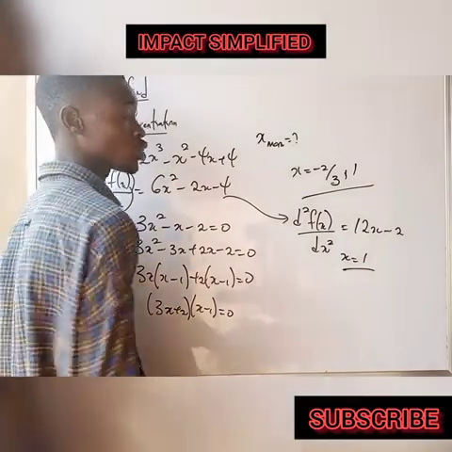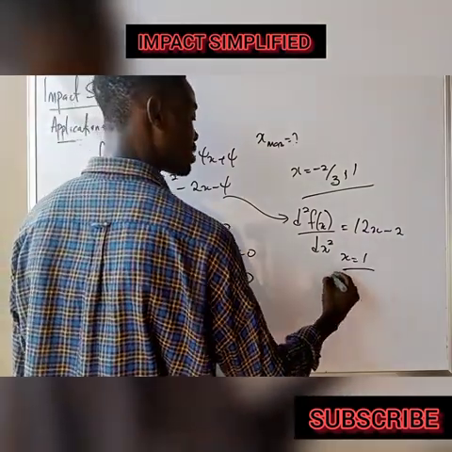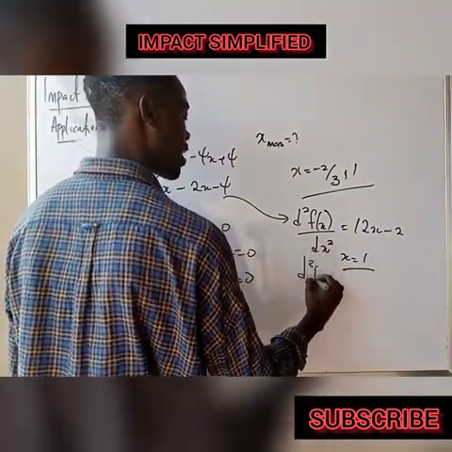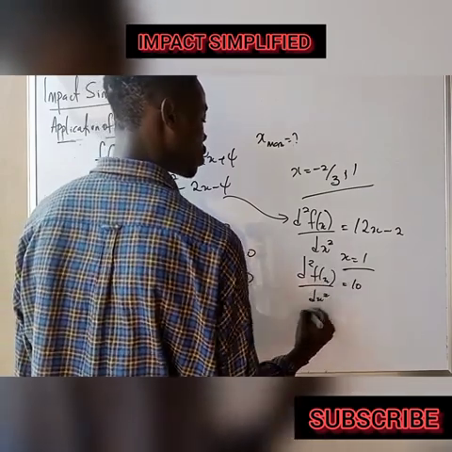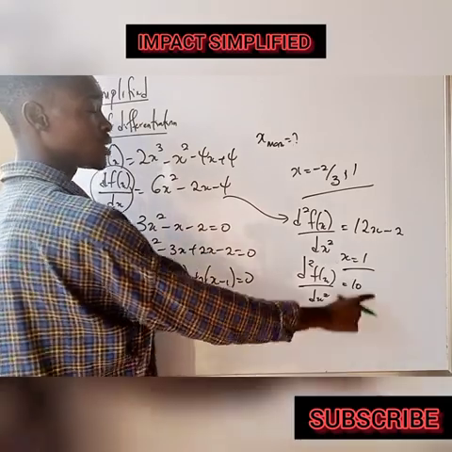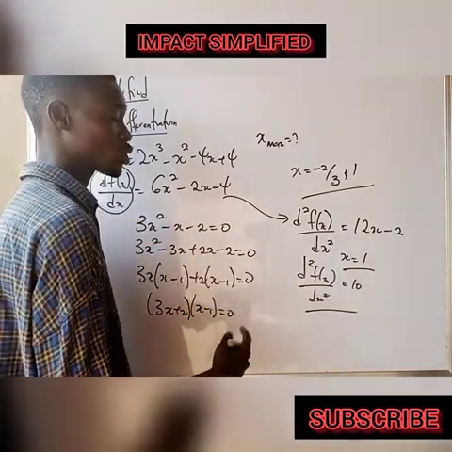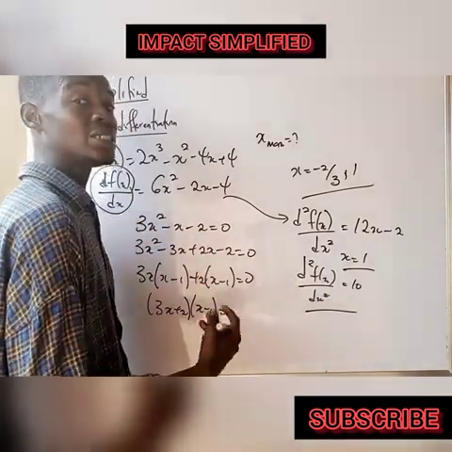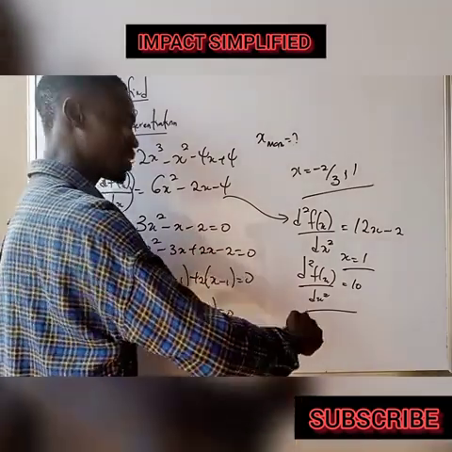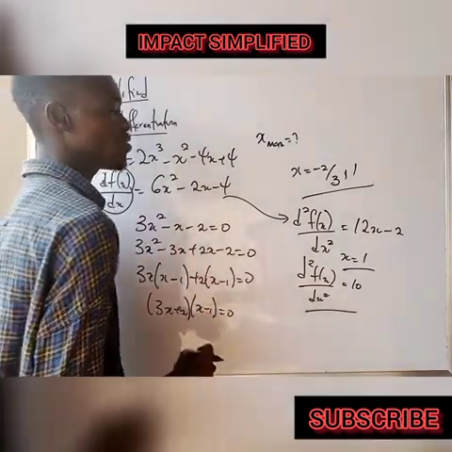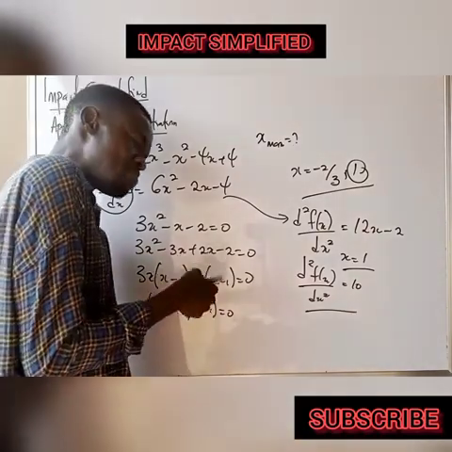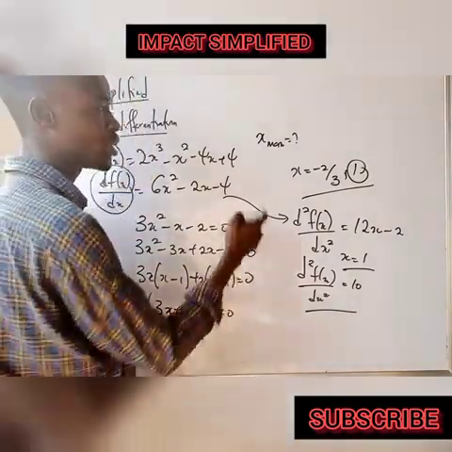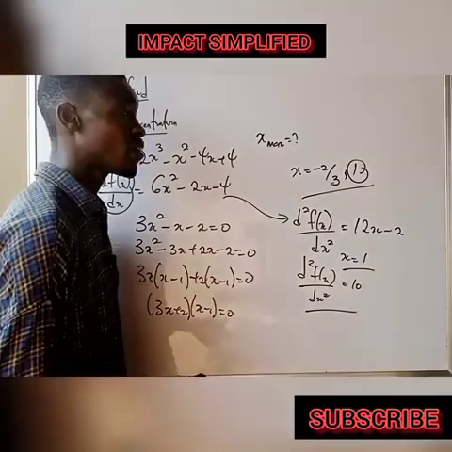And then let us just test a value. Test for x is equals to 1. If you insert it here, your d squared f of x over dx squared will give us 10. And what is the meaning of 10? That means your d squared y over dx squared is greater than 0. If it is greater than 0, that means your x is equals to 1 is a minimum point.